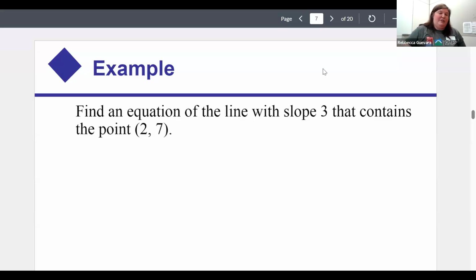So here's where things are going to get a little more difficult. We want to find the equation of a line with a slope of 3 that contains the point 2, 7. This point, we don't have a 0 here, so this is not a y-intercept. But we do have a slope. And we have a point.